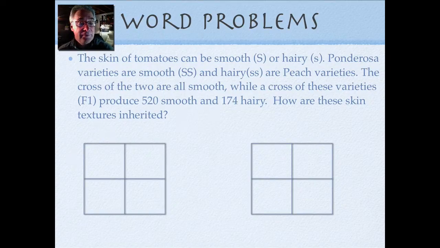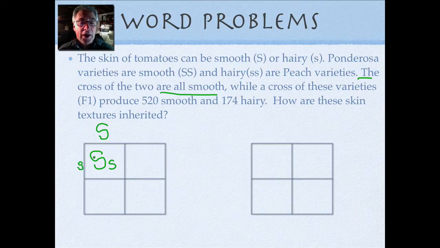Let me do that again. So it's going to be a big S and then a little s right there. There we go. So when the pollen grain fertilizes the ovule, you're going to get seeds that have big S, little s. And they're always going to be smooth. All right? So just like this word problem says, the cross of the 2, which I just did right here, always produces smooth. That's how I know smooth is dominant.